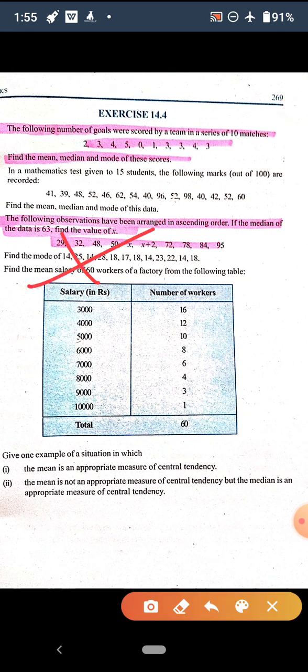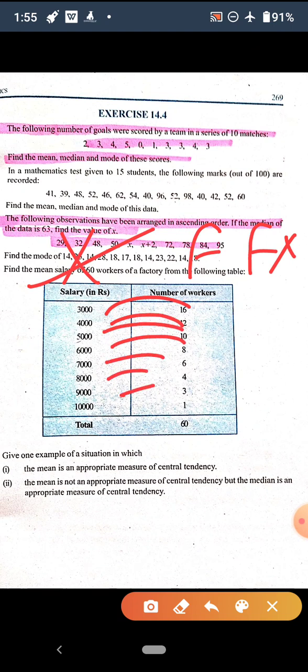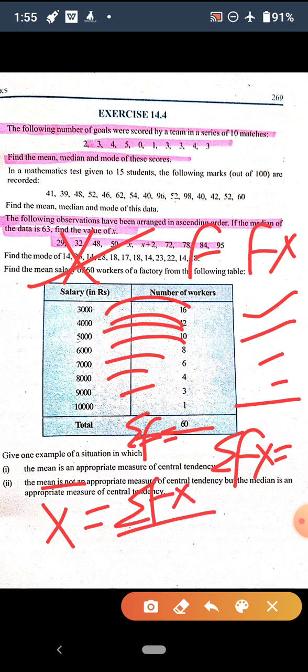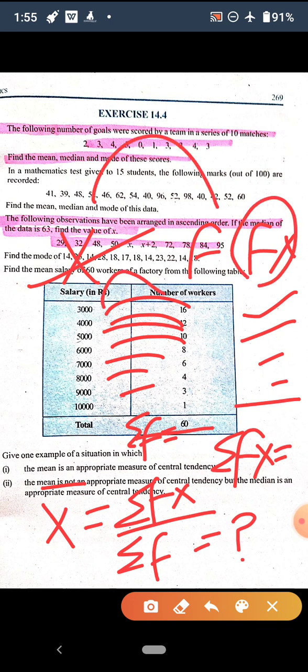For question number 5, this is x, this is f. Get fx by multiplying all the numbers. Then do the total sigma fx and the total sigma f. The formula for mean is sigma fx upon sigma f. Apply this formula and you will get the answer. Salary is multiplied by the number of workers. Salary is the variable x, number of workers is the frequency. Multiply x with f and you will get fx. Add the third column to apply the formula.